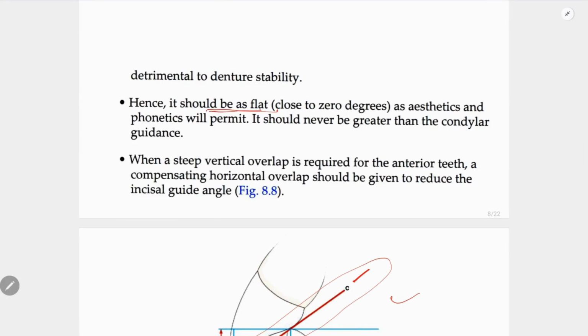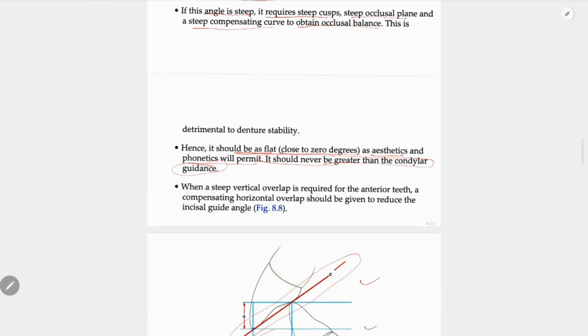So incisal guidance should be as flat, close to 0 degrees, as aesthetics and phonetics will permit. It should never be greater than the condylar guidance. Obviously, incisal guidance cannot be greater than the condylar. If your incisal guidance is greater than the condylar guidance, it can lead to increased horizontal forces on your posterior teeth during mandibular movements, potentially causing problems like TMJ dysfunction and interfering with the condyle.